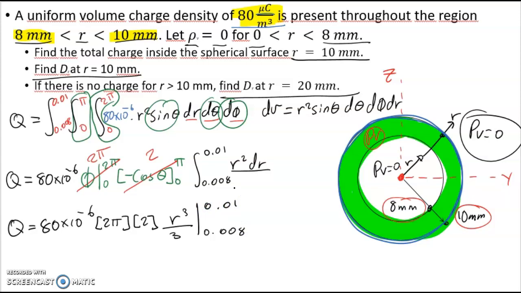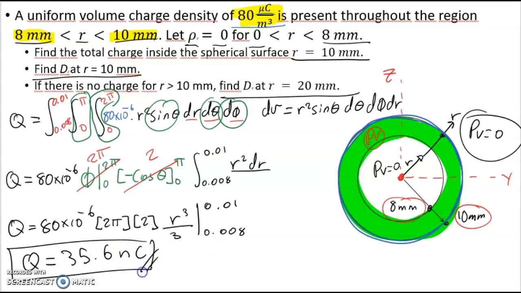If that's the case, we'll get an enclosed charge of 35.6 nanocoulombs. That's the total charge in this hollow sphere structure. That is the result for part A, the first part.